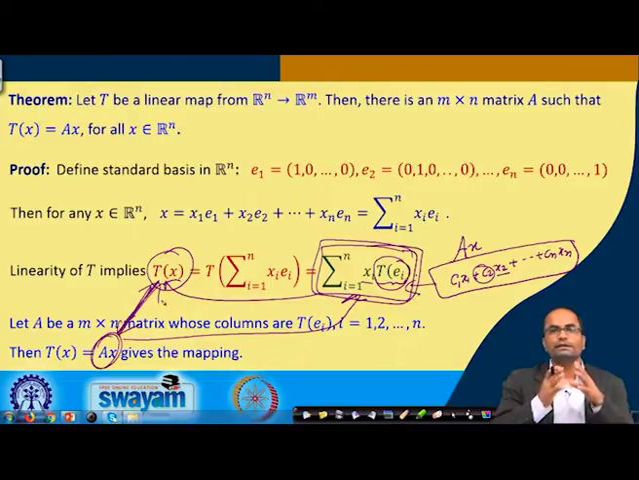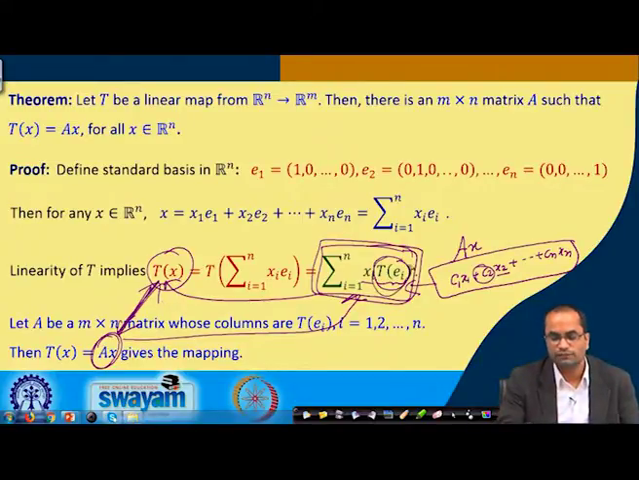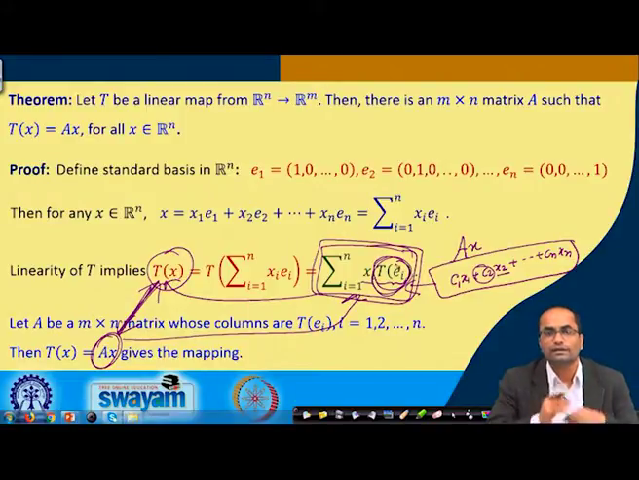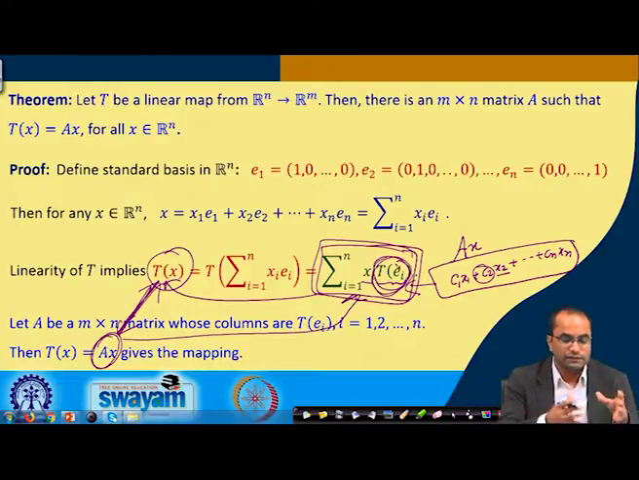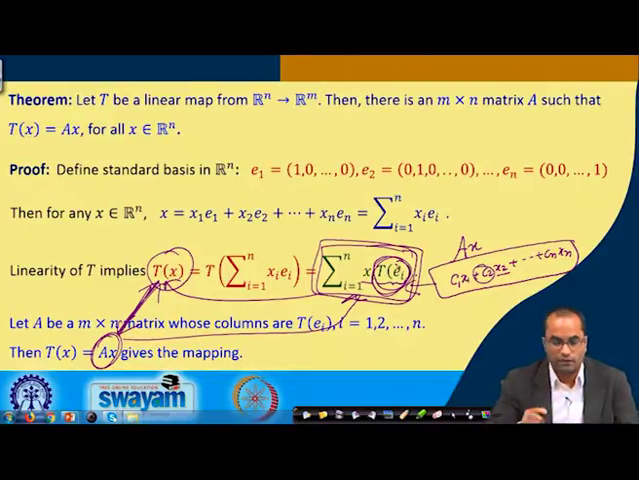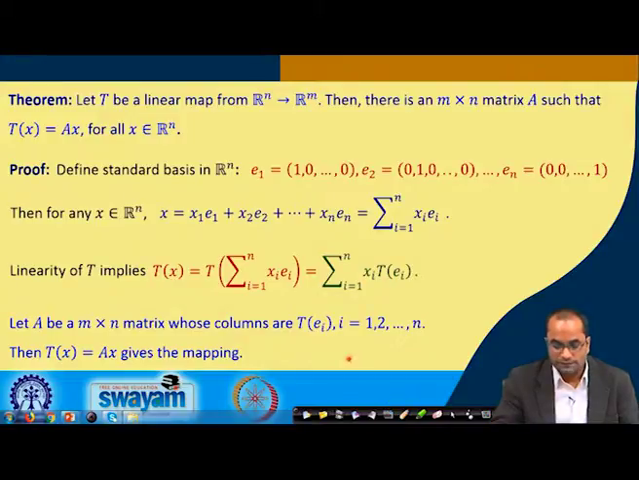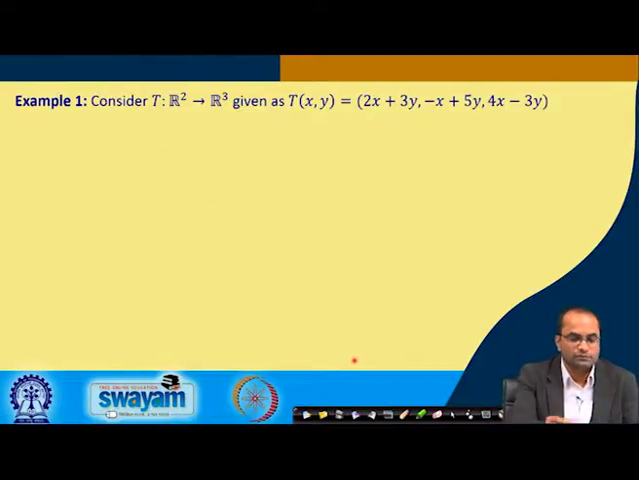So, by this simple idea we have seen that for any linear map which maps the elements of R n to R m, we can have a corresponding matrix A of order m cross n, whose columns we can easily compute with the help of the T E i's, and this will give exactly the map from R n to R m. Now let us quickly go through some examples.